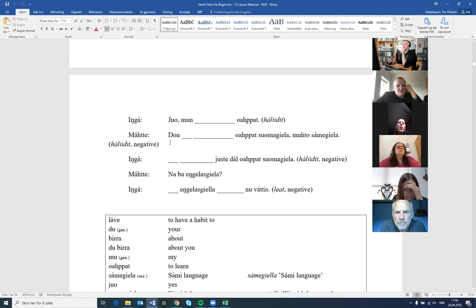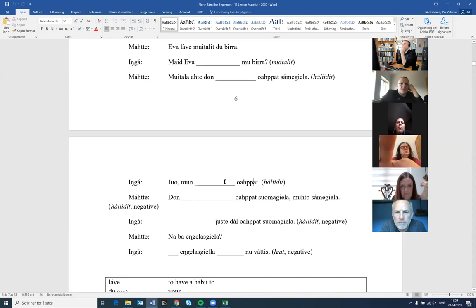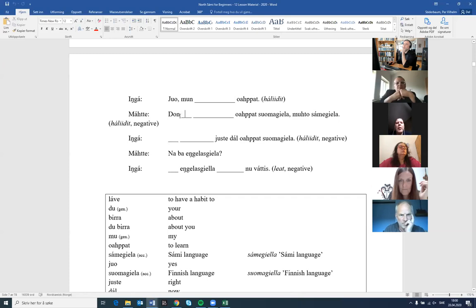And then Mahte says, I want to read it. I want to learn, it means. So you want, I want to learn Sami language. Mon halidan samekiela wahpat. And then we try to say in negative version here. How do you say that? You don't want to learn Finnish. Anybody who can.